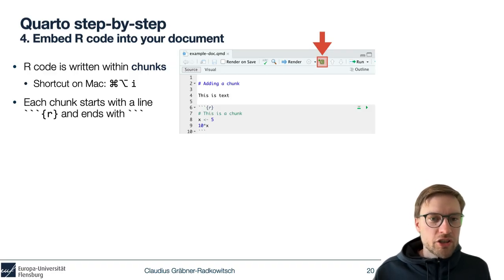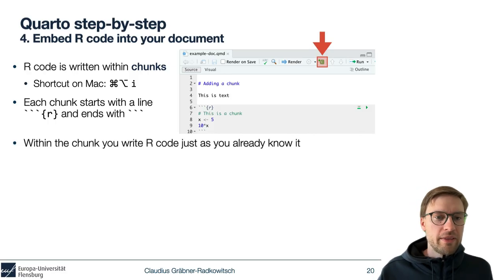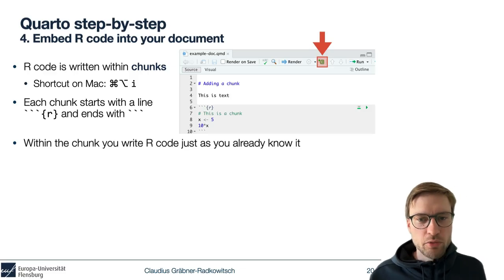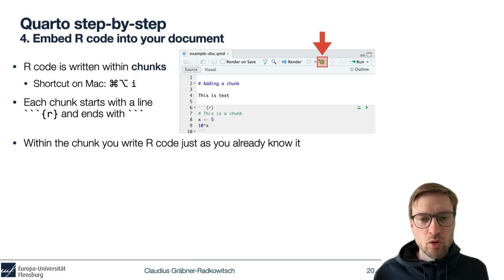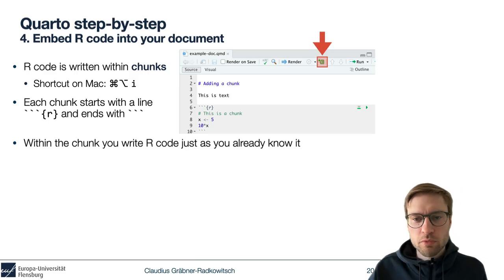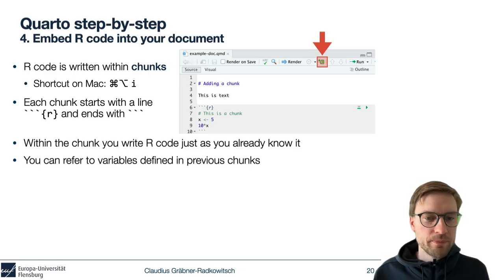The idea is that every chunk starts with a line that looks like this, and it also ends with these 3 apostrophes. Within the chunk, you write R code just as you already know it, so there's nothing specific. In the case you see here, on line 7, you have a normal comment, as you would have in a normal R script. And lines 8 and 9 are just very conventional R code.